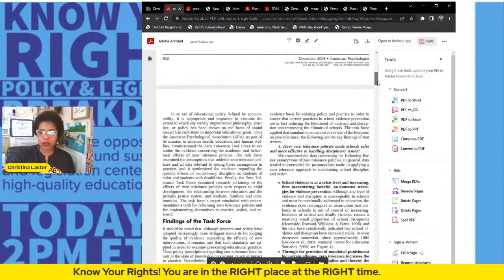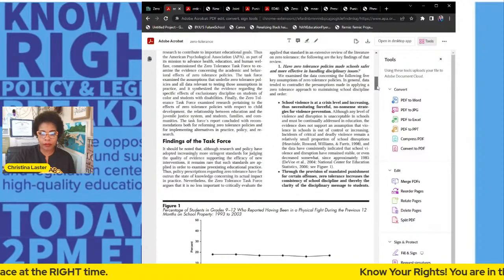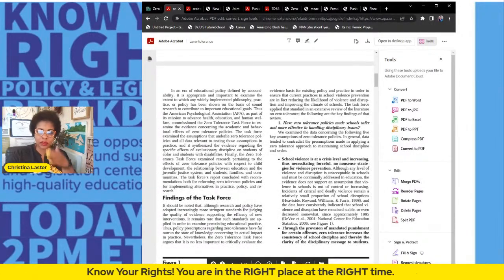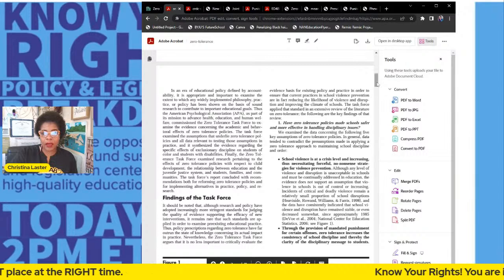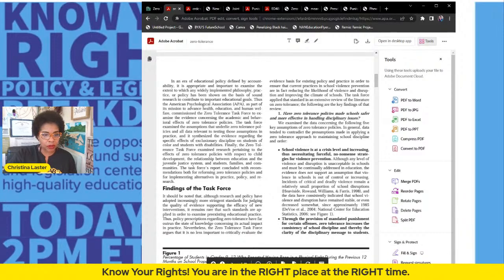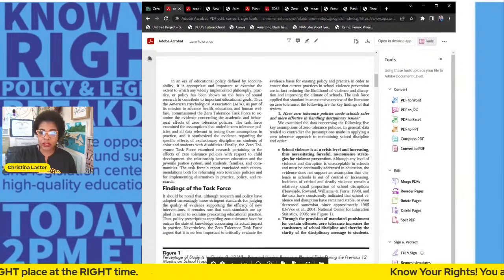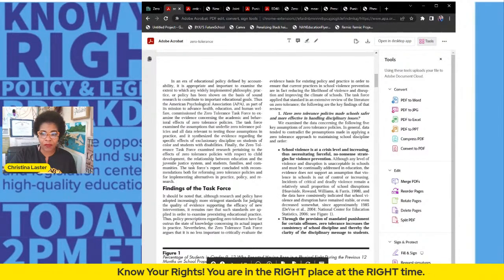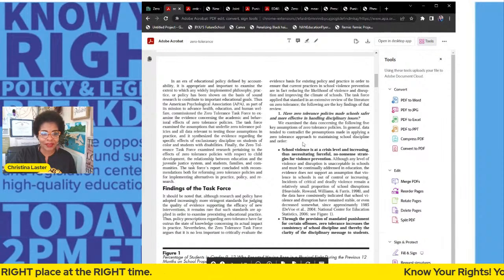Let's go down and see what else is in this. Definitely a good resource to look through and have your conversation filled with data. Findings of the task force, right? You see the findings of the task force. Have zero tolerance policies made schools safer and more effective in handling disciplinary issues? Let's look at that, okay? They say here, we examine the data concerning the following 5 key assumptions of zero tolerance policies. In general, data tended to contradict the presumptions made in applying a zero tolerance approach. So obviously the answer is right there. Have they made schools safer and more effective in handling disciplinary issues? No, the evidence contradicts that, okay?